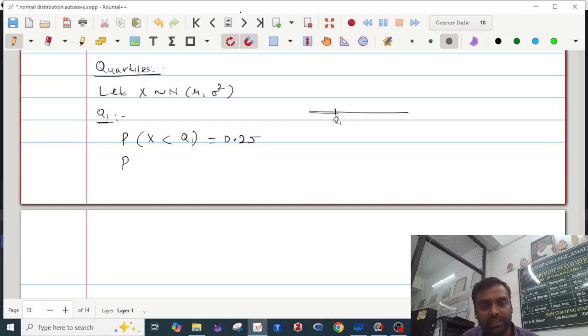So probability of x less than q1. Standardize this: x minus mu upon sigma less than q1 minus mu upon sigma. This is probability of z less than, let's call it a.